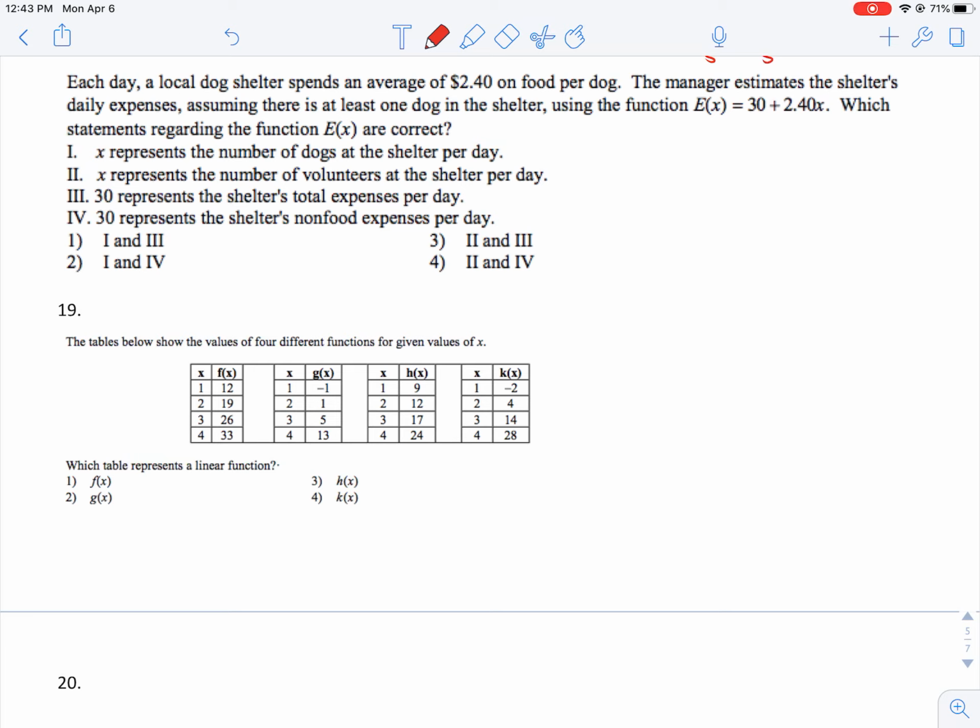All right. Number 18. Okay? Each day a local dog shelter spends an average of $2.40 on food per dog. It's expensive. Shelters aren't cheap, let me tell you what. Support your local shelters. Anyway, the manager estimates the shelter's daily expenses, assuming that there's at least one dog in the shelter, using the function e of x is equal to 30 plus 2.4 times x, right? Which statement regarding the function e of x is correct?